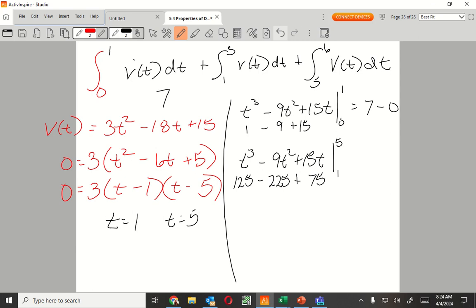Wait, so bounds 1 to 5. So right here, I'm just checking this math. Yeah, okay. So this one right here should be what, 25? Negative, yeah, negative 25. Okay, so negative 25 minus the lower bound. My lower bound is going to be 7, right? So that's going to give me a total of negative 32. But since we're talking about distance, this one right here is supposed to be an absolute value. So this one's going to be 32 here.